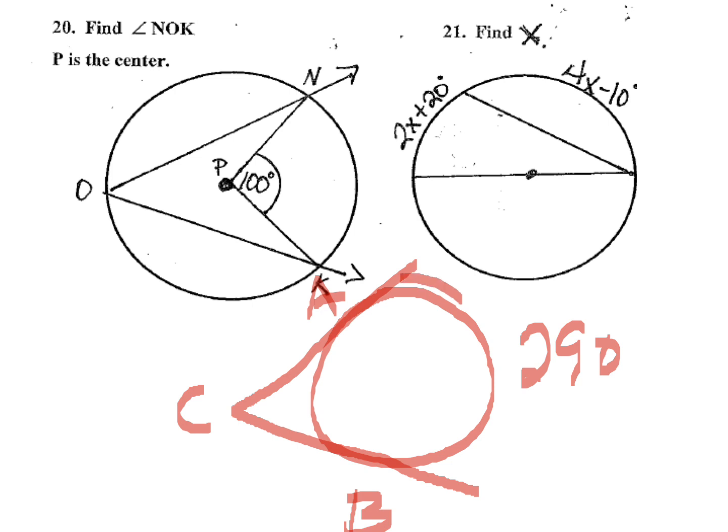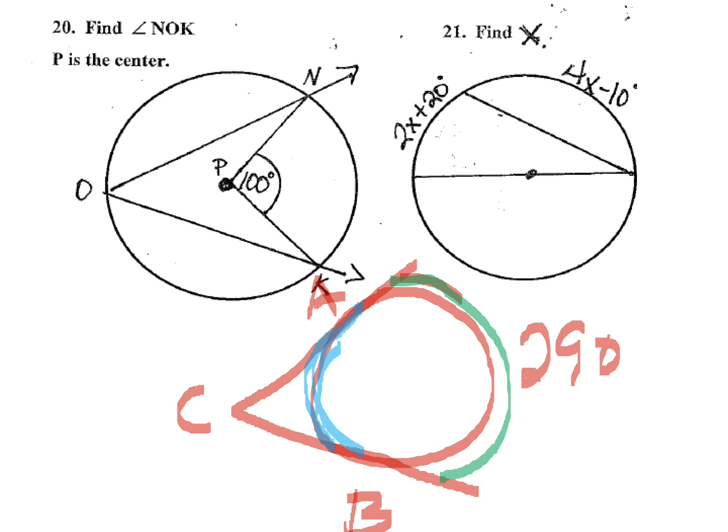So, let me change colors. Oh, right there. All that's 290. And it's obviously an outside angle. The C part is outside, so you got to say the big arc minus the small arc divided by 2. But you don't have the small arc, but you can figure out what this small arc is.